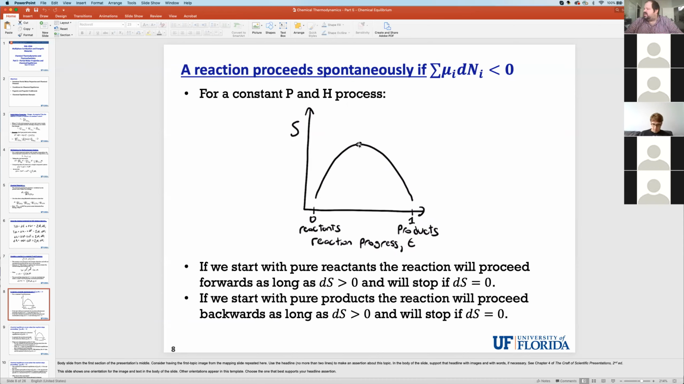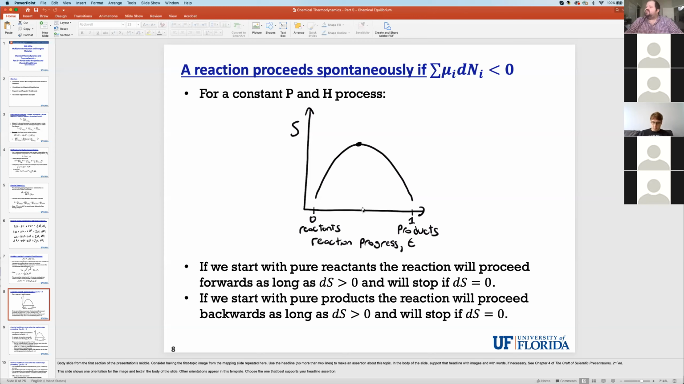And because thermodynamically we cannot spontaneously decrease the entropy, the chemical reaction stops here, at the peak. And so, let's say epsilon is equal to 0.4. That would be where the chemical reaction stops. So that means the final mixture would be, say, 40% reactants and 60% products. So it would stop right there.